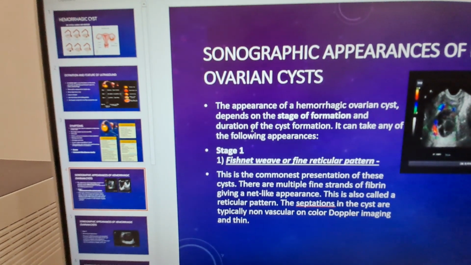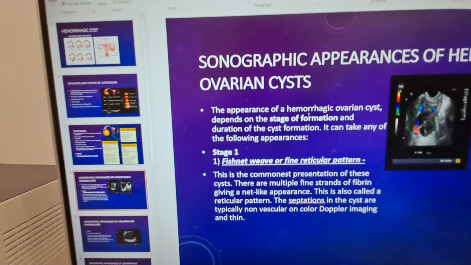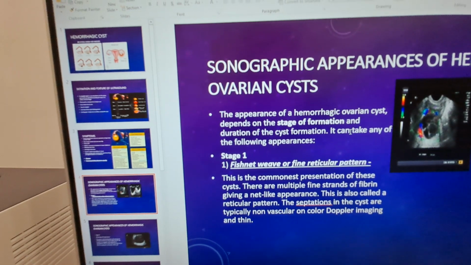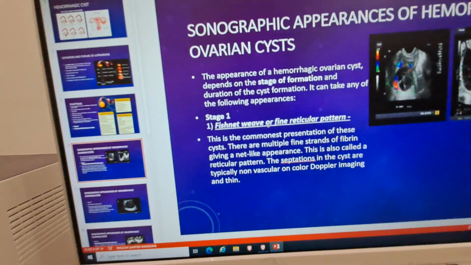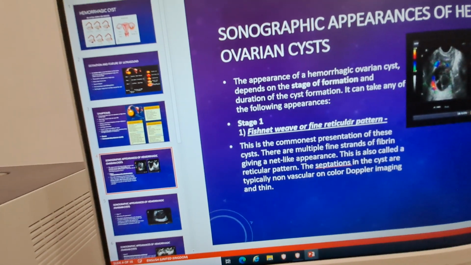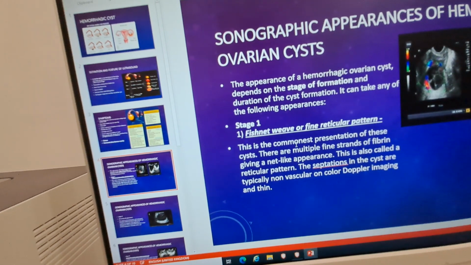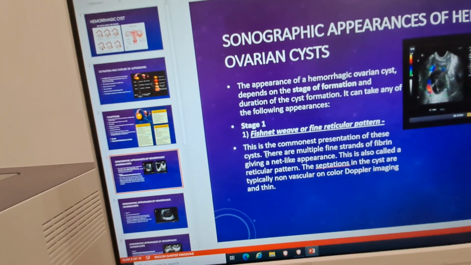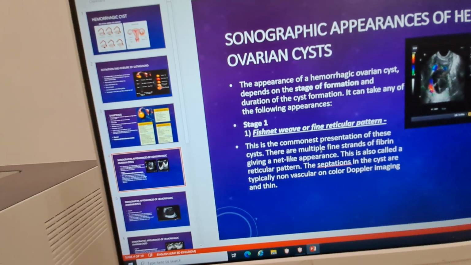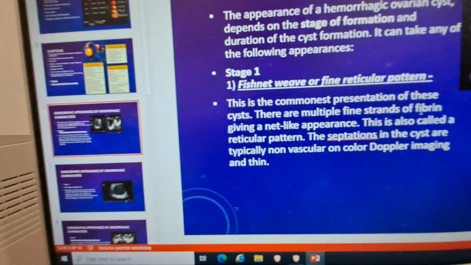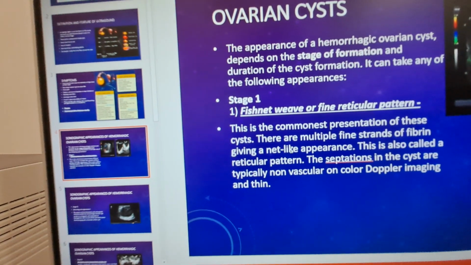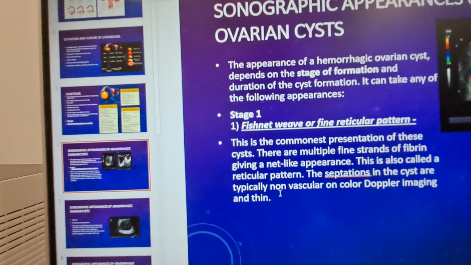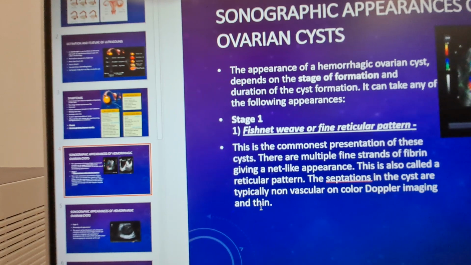Now, the appearance of the hemorrhagic ovarian cyst depends upon the stage and duration of the cyst formation. It can take any of the following appearances. The reticular appearance is a fishnet-like or fine reticular appearance, which is like a net. The commonest presentation of the cyst is multiple fine strands of fibrin giving a net-like appearance. This is called a reticular appearance. The septations in the cyst are typical, non-vascular on Doppler, and there is a thin wall.